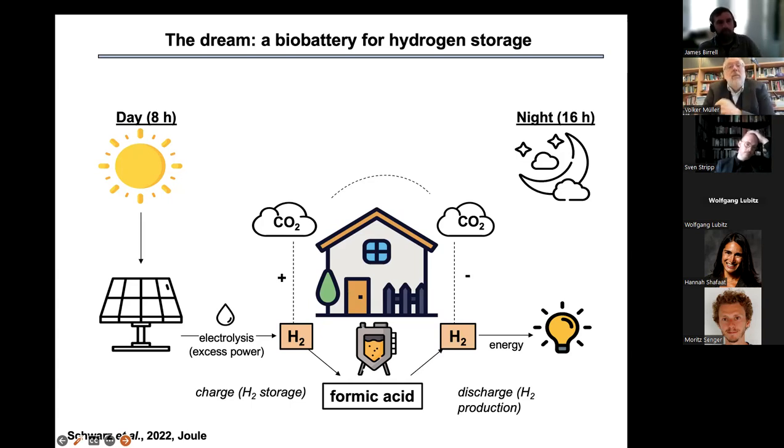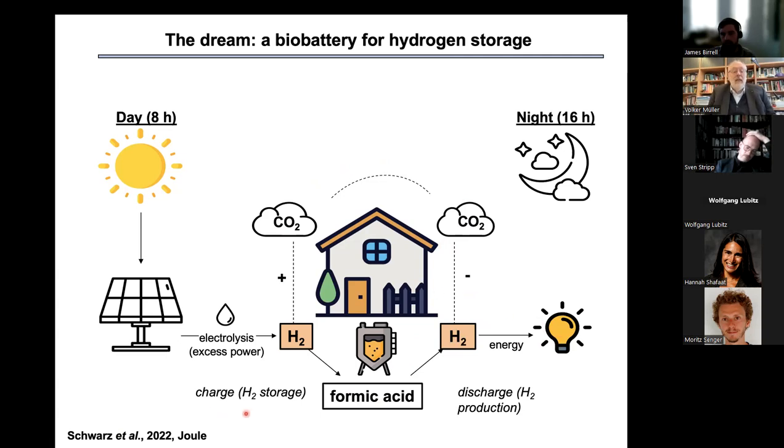So the other dream that we had was to have a hydrogen storage device that can be used individually in houses, in households, where we have a day period, and during the day period we have solar energy driven here by light, and that solar energy drives electrolysis of water, and thereby hydrogen is produced. And then we take our bacteria, feed them CO2, and then they produce formic acid. In the night period, 16 hours, then the formic acid is automatically oxidized to hydrogen back and CO2 recycled, and the hydrogen is then used as energy source for various devices.